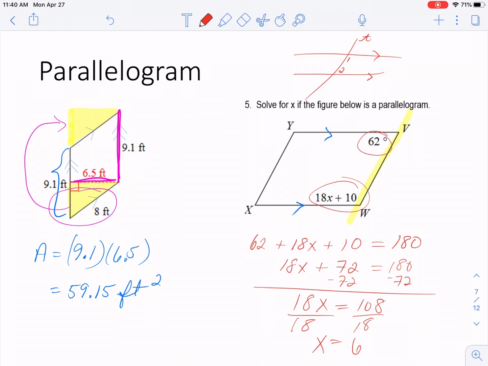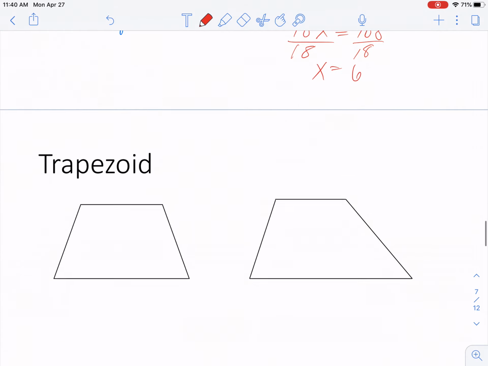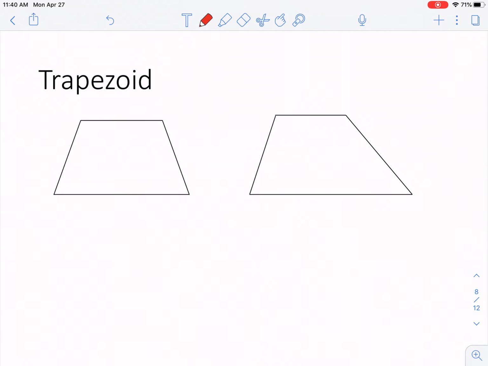All right, next shape, trapezoids. I like trapezoids. I think they're kind of cool, because the cool thing about a trapezoid is that only one pair of sides is parallel. The other pair of sides is not parallel. Now, there are two specific types of trapezoids. The trapezoid on the right, we'll call trapezoid number 2 versus trapezoid number 1. Trapezoid number 2 has two sides that are not equal to each other, whereas trapezoid number 1 has two sides that are congruent.